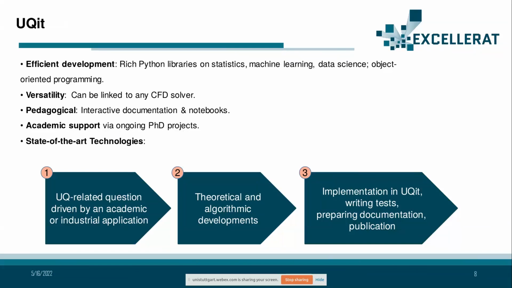So we can consider this workflow. There are UQ-related questions driven by an academic or industrial application. Then we do the theoretical and algorithmic development. Then we implement those techniques in UQit, write tests, prepare documentation, and make some publication and dissemination. So in the end, when the publication is out, we can release the source code, unless the question is from some industrial sector, for instance, and there are some licensing issues. But the aim is that we keep UQit open source as much as possible.